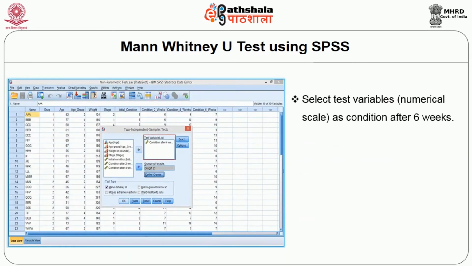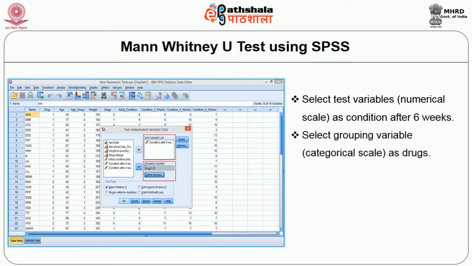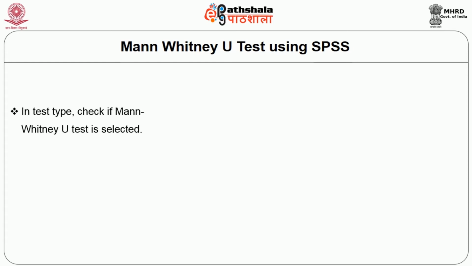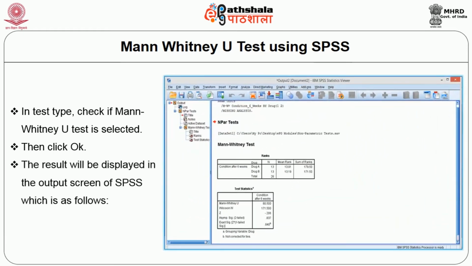Select the test variable as condition after 6 weeks and select the grouping variable as drugs, and when prompted define the groups as 1 and 2 because we have defined drug A as 1 and drug B as 2. In the test type, check if Mann-Whitney U-test is selected. Then click OK. The results will be displayed in the output screen of SPSS, which is as follows.